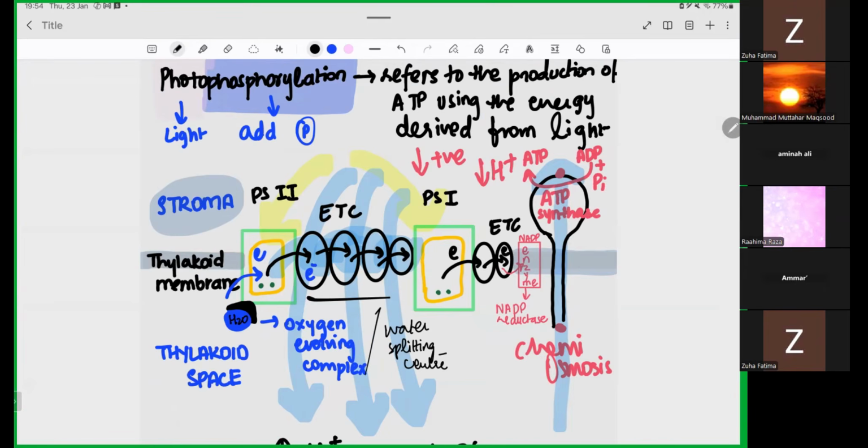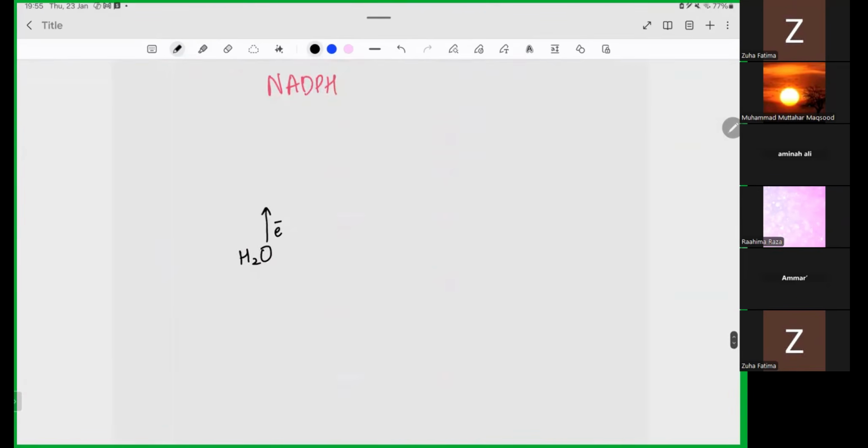So हमारे पास these electrons are passed through ETC as Ahmed mentioned, yes. So NADP reductase can be present anywhere in the thylakoid membrane. ठीक है? Now, if we look at the flow of electrons in this entire story, water split हुआ, उसने अपने electrons दिए.